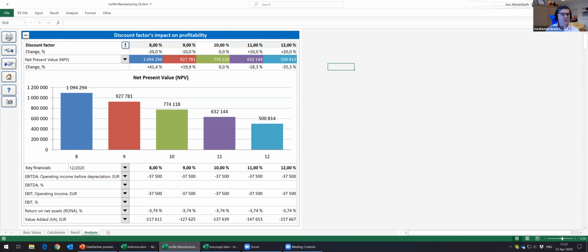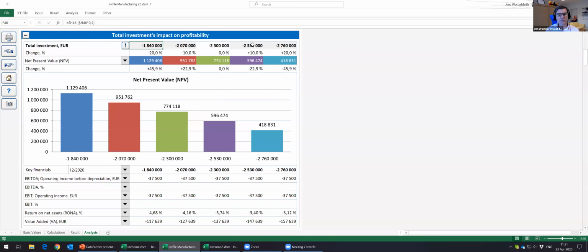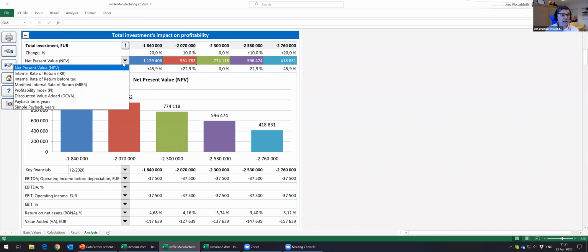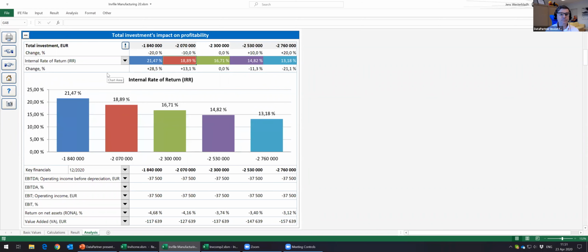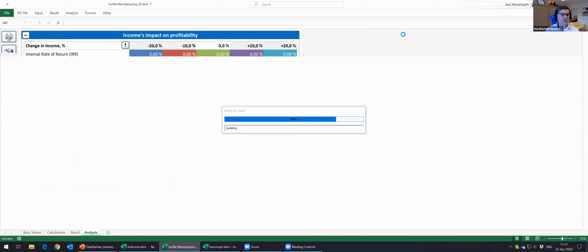Okay, next one is investment amount. What if it will cost more than planned, 10% more, 20% more? How will it impact net present value? Or what if you can save 10% in the construction costs? And of course, now it offers net present value, but you can choose any indicator of selection. So I can look at IRR or payback. So even if it costs 20% more to build this production line, it still gives 13% return. Quite nice. Then next one is the sales.